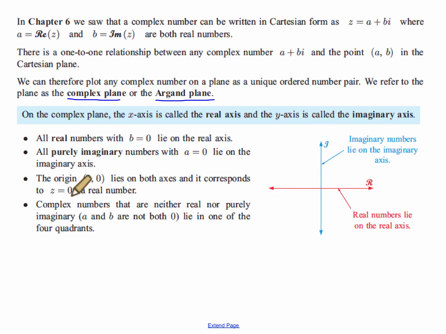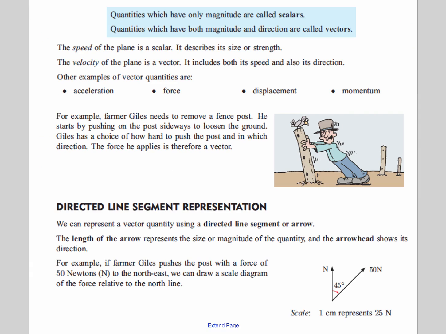There are some obvious statements here that you may want to pause and look at, but I'm not going to spend time reading them because it's pretty straightforward. Now, I have included some things on vectors. If you already know about vectors, you can skip ahead until we get back to the Argand plane, because the Argand plane uses vectors. Vectors are quantities which have both magnitude, or you can think of that as force, and direction.